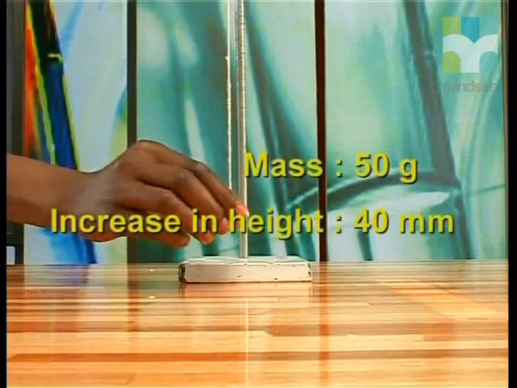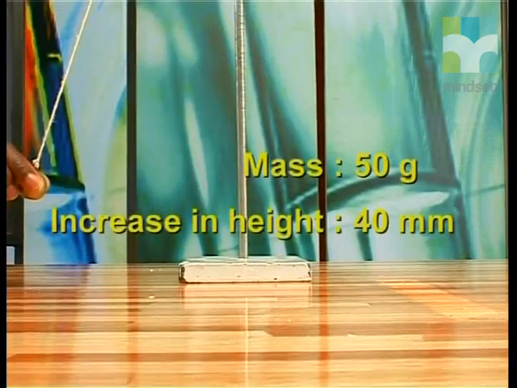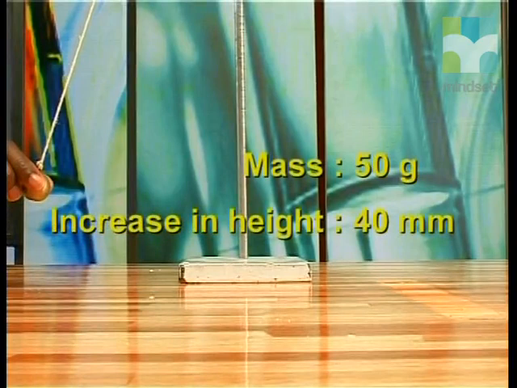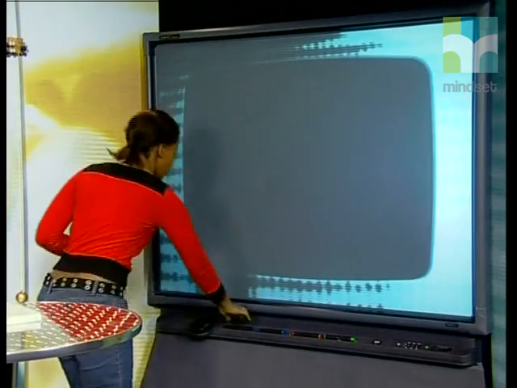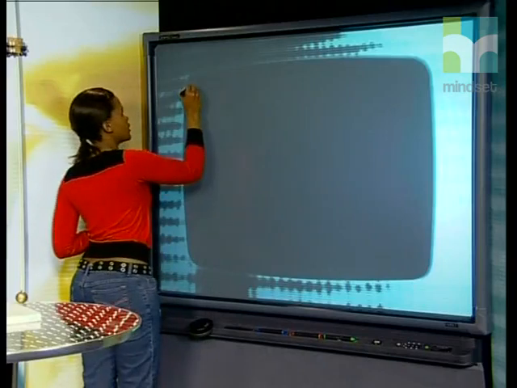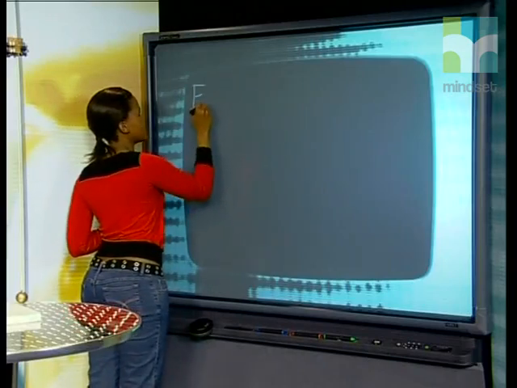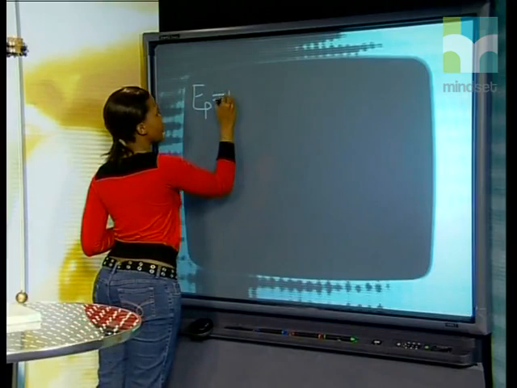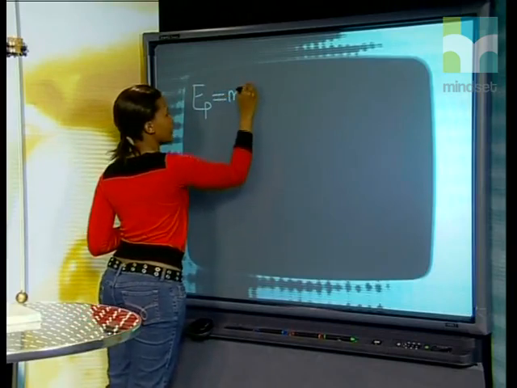Can you find out how much work is done when the pendulum of mass 50 grams is displaced through a height of 40 millimeters? Remember, the work done is equal to the gravitational potential energy gained. We can use the equation EP equals mgh.